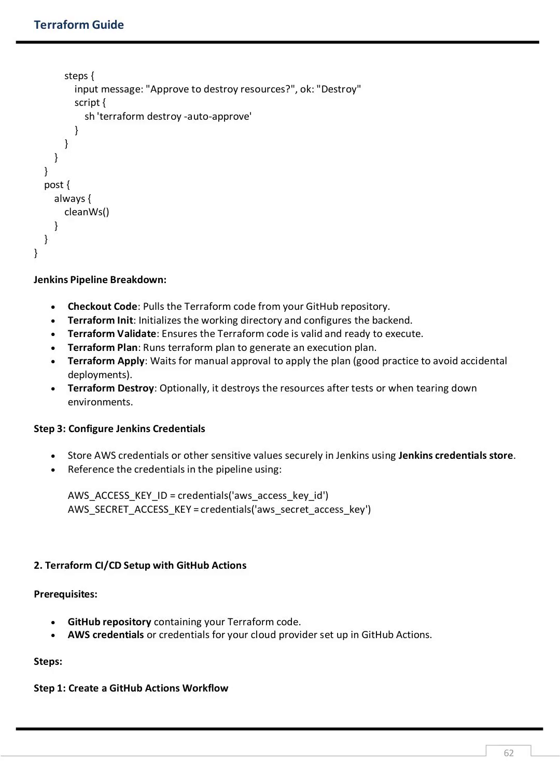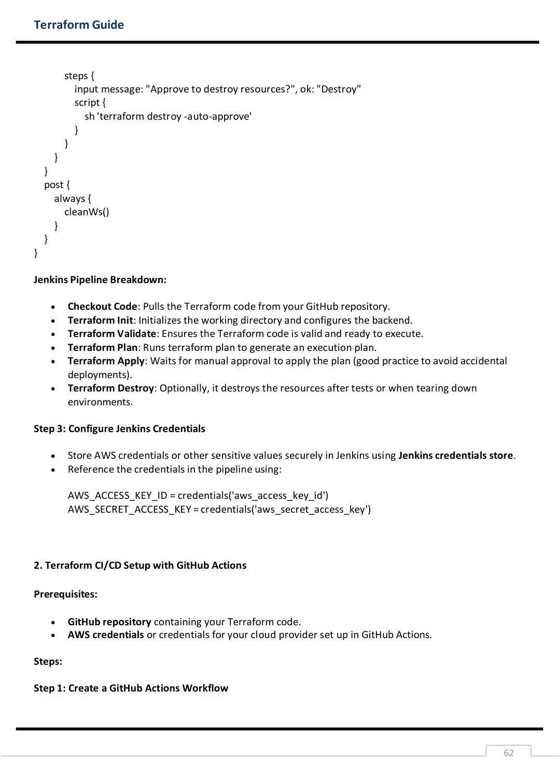Step 3. Configure Jenkins credentials. Store AWS credentials or other sensitive values securely in Jenkins using the Jenkins Credentials Store. Reference the credentials in the pipeline using AWS access key, AWS secret access key.